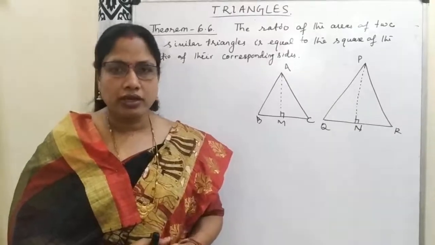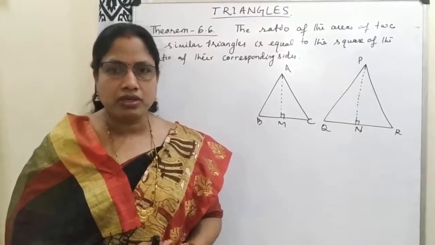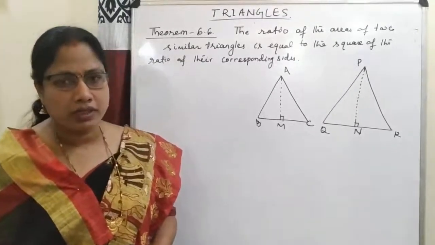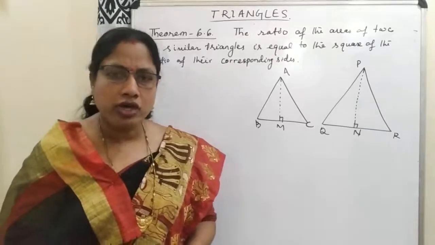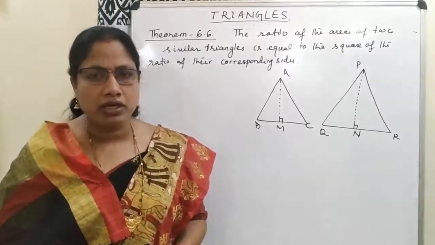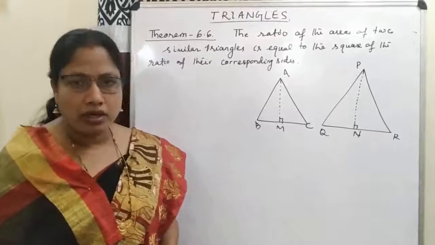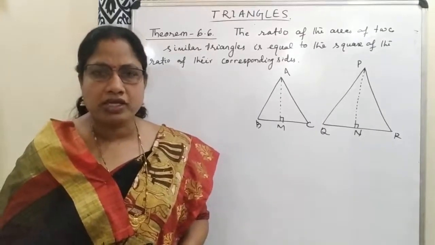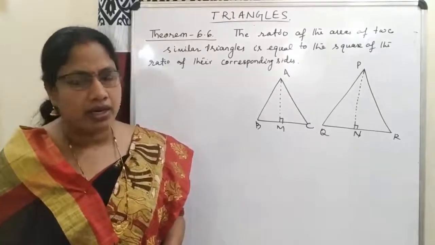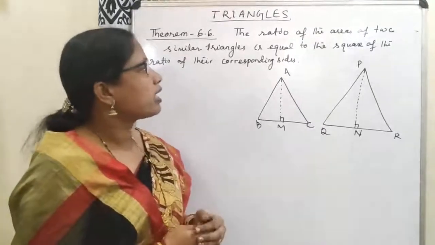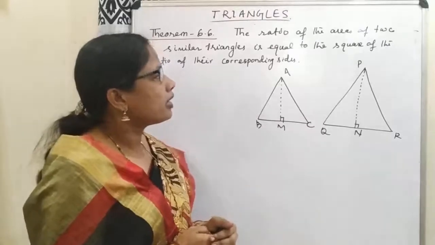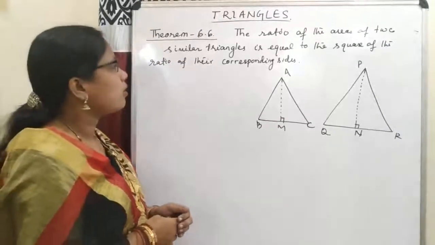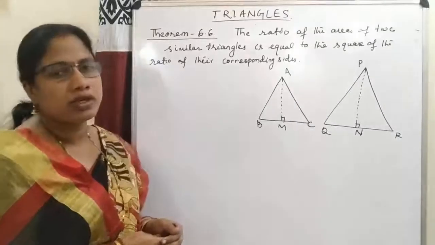Dear students, in our last classes we have discussed the basic proportionality theorem and the converse of the basic proportionality theorem, and also we have solved some problems by using these theorems. So here we are going to prove one important theorem that is based on areas of similar triangles. The statement is like this: the ratio of the areas of two similar triangles is equal to the square of the ratio of their corresponding sides.